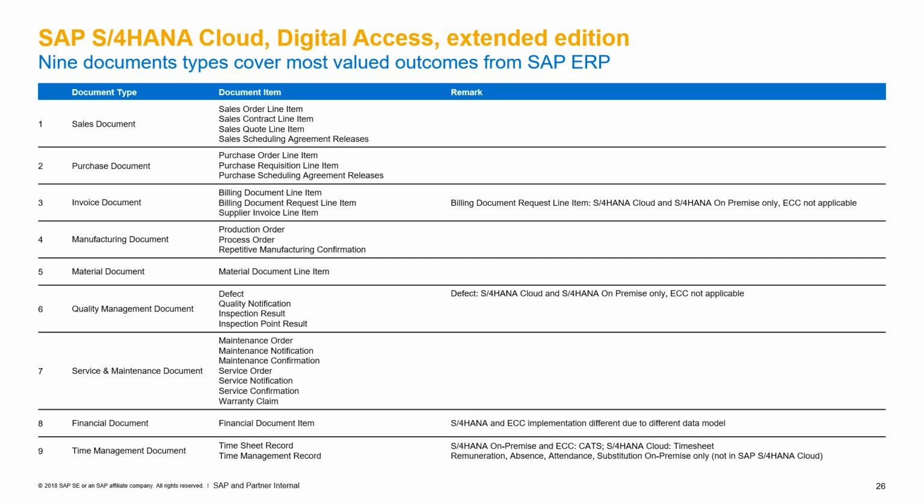In terms of digital access for SAP S4HANA Cloud Extended Edition, there's 9 document types that cover most valued outcomes from SAP ERP. I list these 9 documents here, the document items, and any remarks. Please feel free to pause this presentation and enablement to review the details on this page.